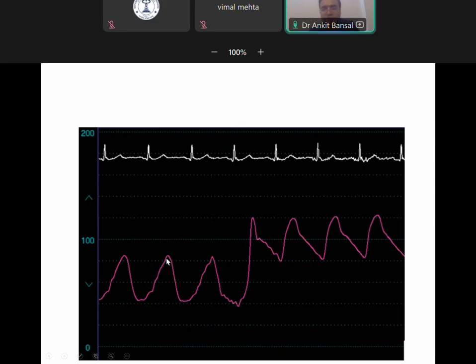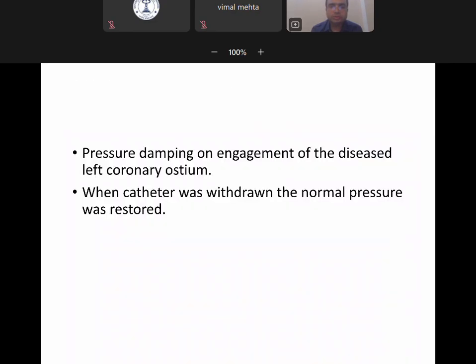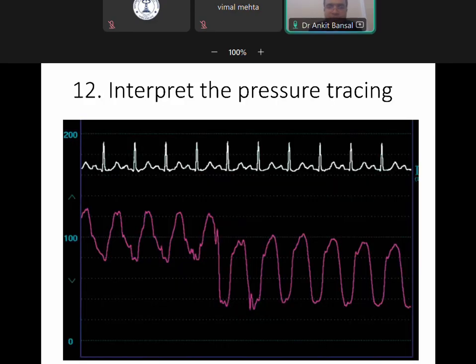So once you are doing an angiogram and you see this kind of pressure trace, the systolic pressure may even be more than 100 because the patient's baseline pressure may be 170, 180. So you may see a good systolic pressure, 120, 110, 116, but if the dicrotic notch is absent, then you may check again before injecting contrast. So interpret this pressure tracing.